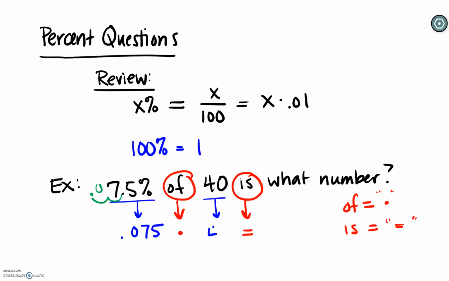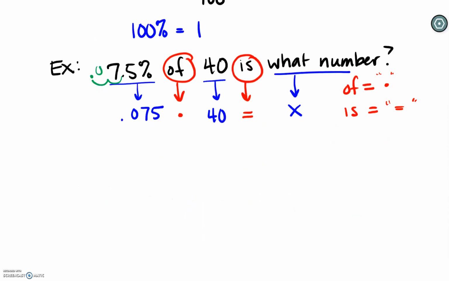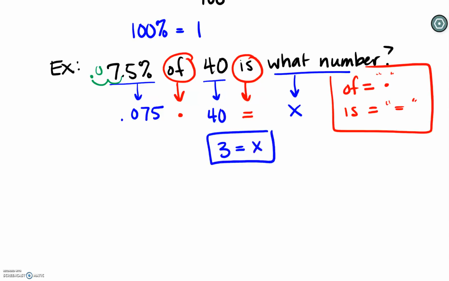Bring down that 40. And then what number? Well, we can bring that down as an X, our unknown. So as long as we have that translation, it becomes very easy to figure out what it is we need for any question. In this particular question, we're just going to have to multiply 0.075 and 40, which, I had to bust out a calculator, is 3.